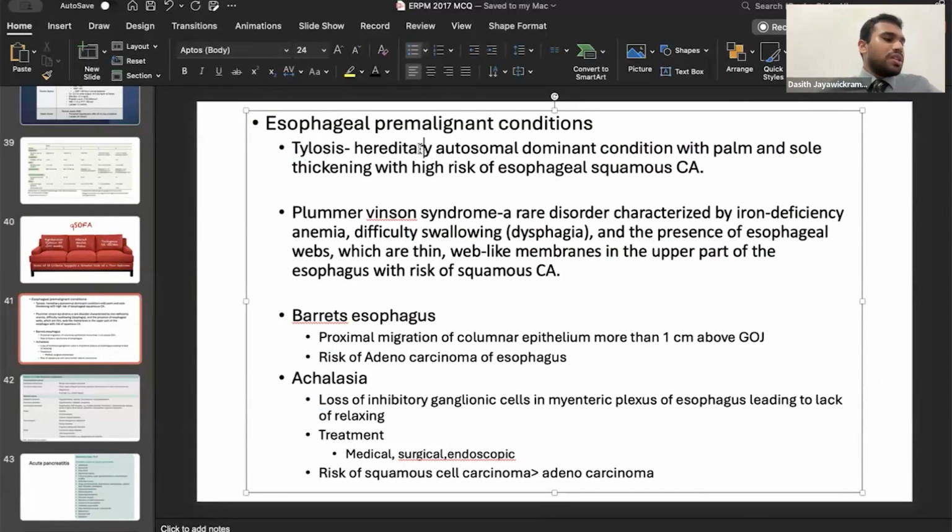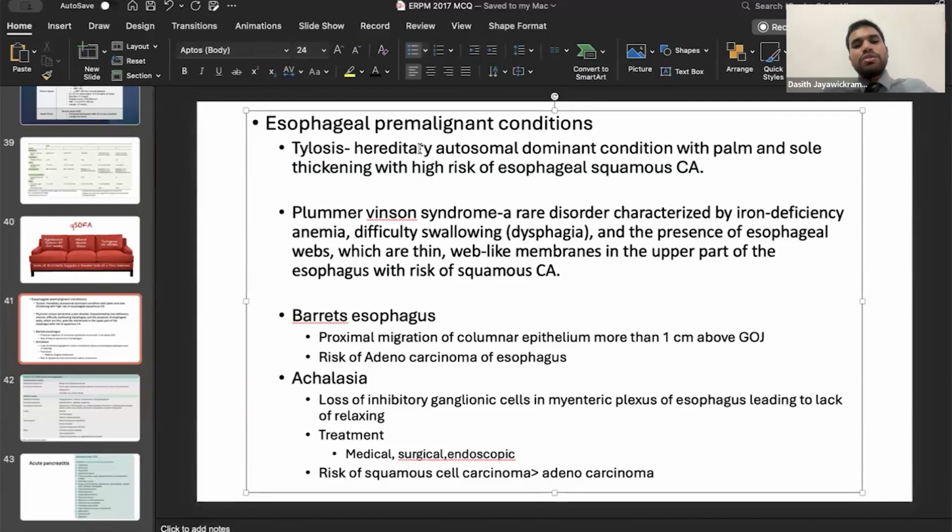It's a premalignant lesion. Plummer-Vinson syndrome is also called esophageal web syndrome. It's a rare disorder characterized by iron deficiency anemia, difficulty swallowing called dysphagia, and the presence of esophageal webs, like thin membranes. This also has a high risk of causing esophageal squamous cell carcinoma. That's also true.